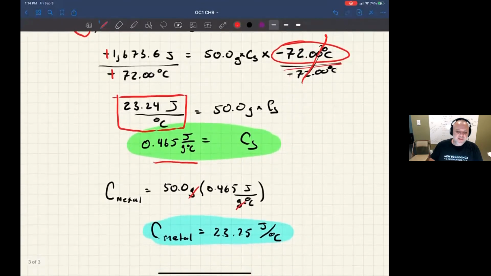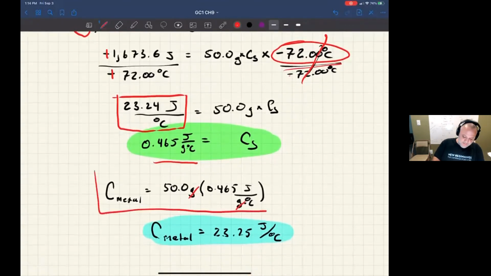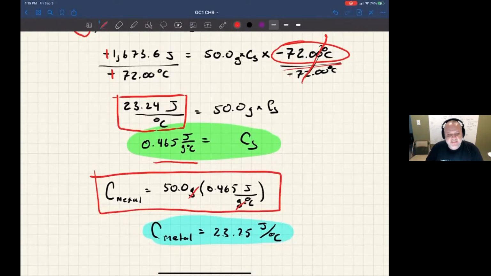Now, how do I find the heat capacity of the metal block itself? I multiply the specific heat times the mass of the block. And so the heat capacity of the metal itself is 23.25 joules per degree C. Okay, that's all there is.